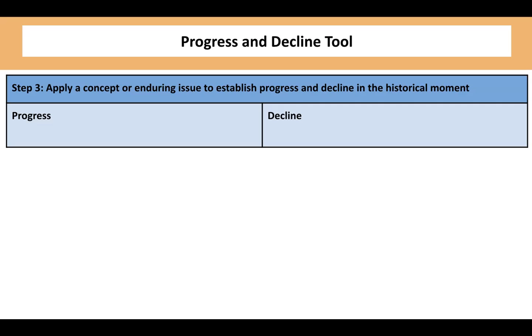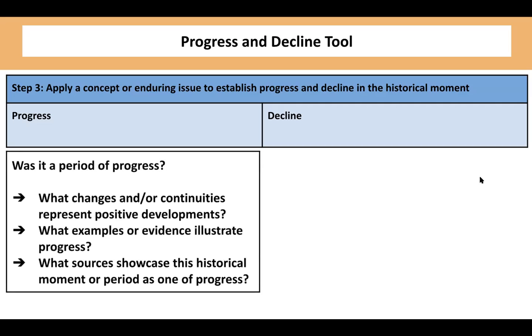And some things that could help you here when you're thinking of progress: what changes and or continuities that we noticed in step 2 represent positive developments, so good developments, and what examples or evidence, either from our prior knowledge or from the text that we have read, will help illustrate that progress. And if we're using our text and our source, what source and what part of our source will showcase this historical moment as one of progress?